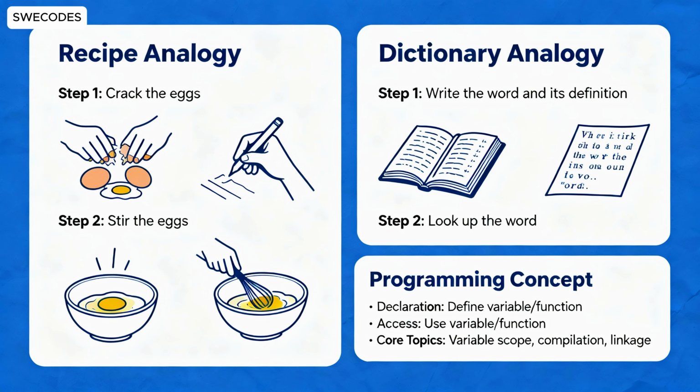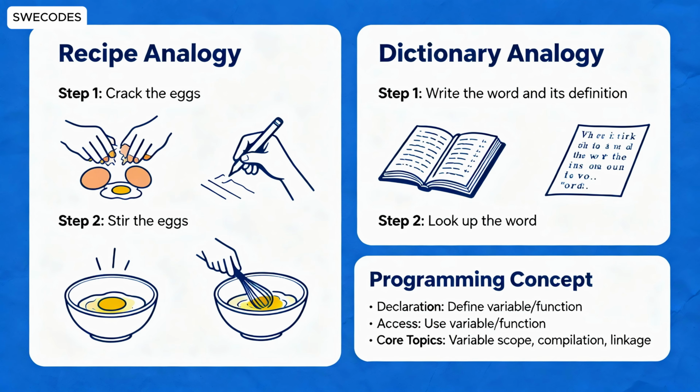This is a fundamental principle of programming logic. Think of it like a recipe. You can't stir the eggs, the action, before you crack the eggs, the declaration. Think of your program as a dictionary. You can't look up a word, like a, that hasn't been written in the dictionary yet. The declaration is the act of writing the word and its definition. The access is looking it up.